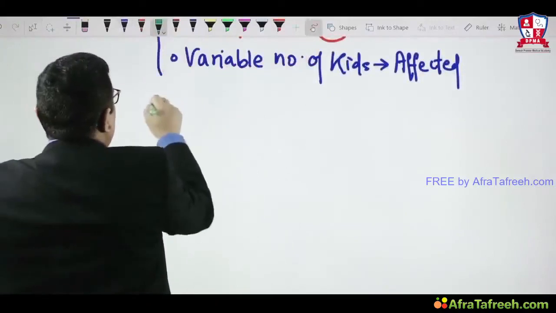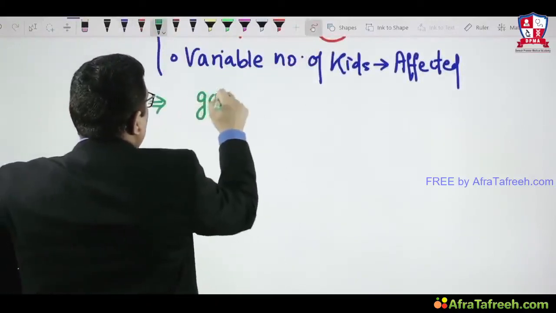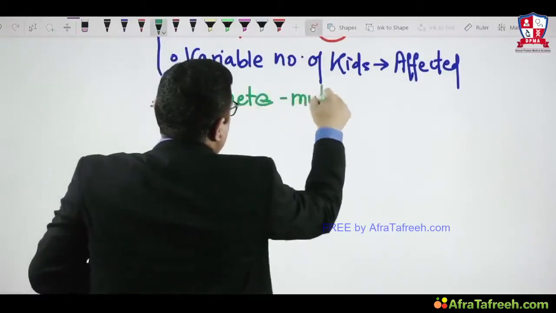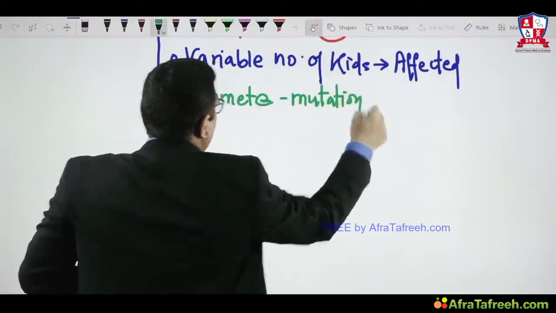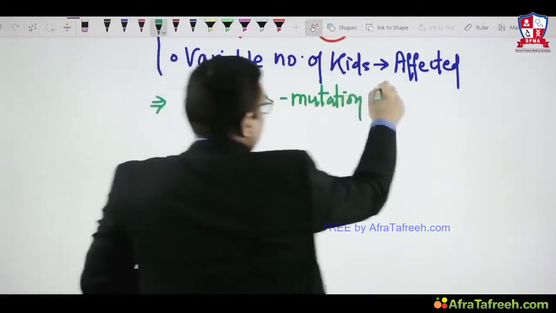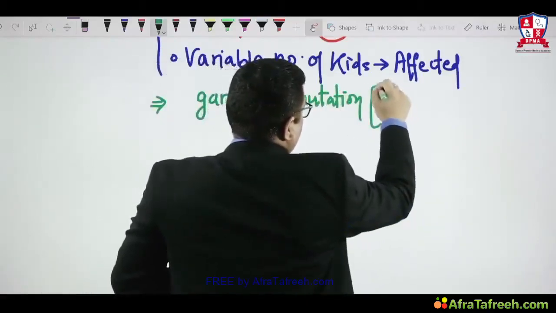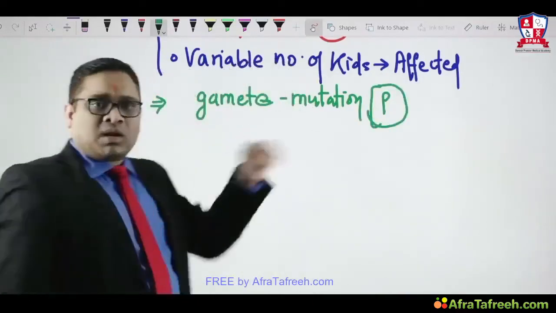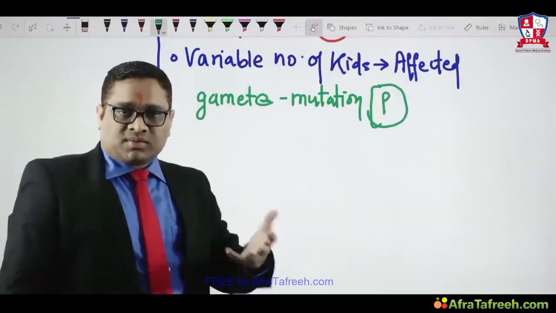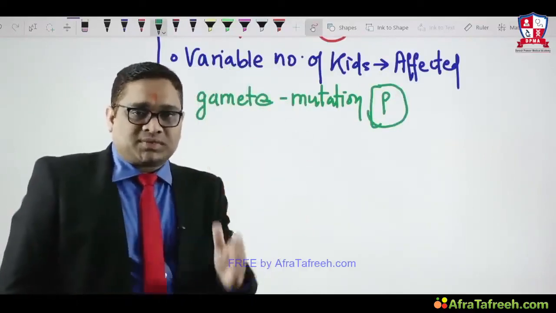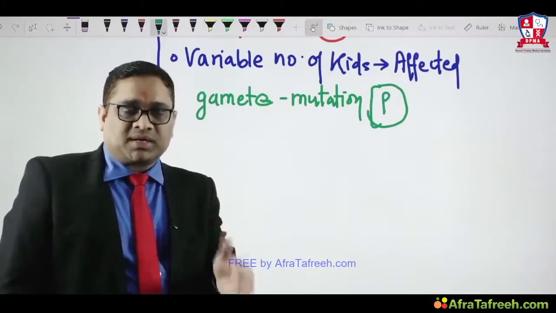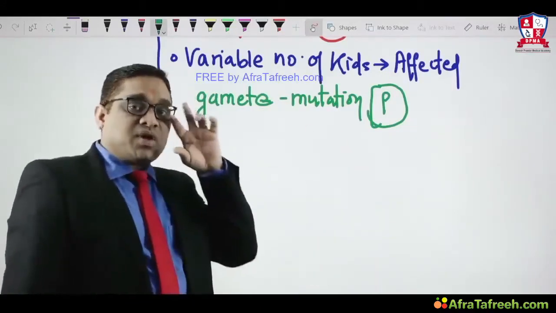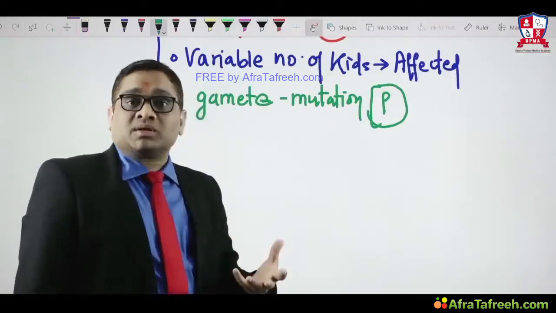So here we must understand the mutation is in gametes. So the gamete is having a mutation, right? So a gametic mutation is present in both the parents, but they are normal. So what is this called? You remember, incomplete penetrance. The mutant gene is present, but phenotypically he is normal. Incomplete penetrance, which you will see in autosomal dominant disorder.